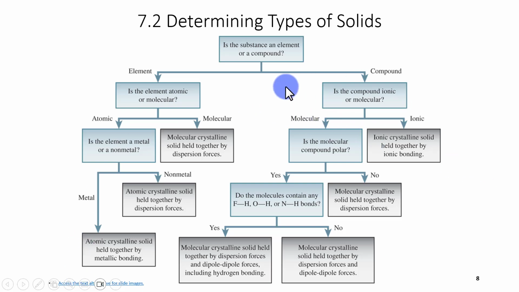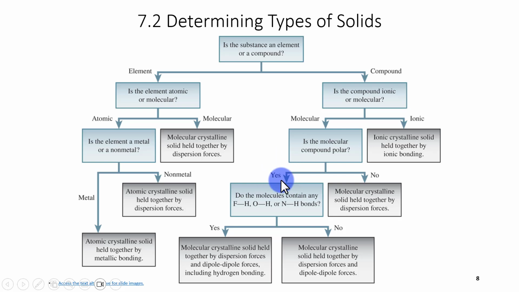Here's a flow chart to help you determine the types of solids. First of all, the question that we ask is, is the substance an element or a compound? If it's a compound, then we have to determine whether it's an ionic or molecular compound. If it's ionic, it will be held together by ionic bonding. If it is molecular, then we have to figure out, is the molecule polar? If it isn't, then it will just be held together by dispersion forces.